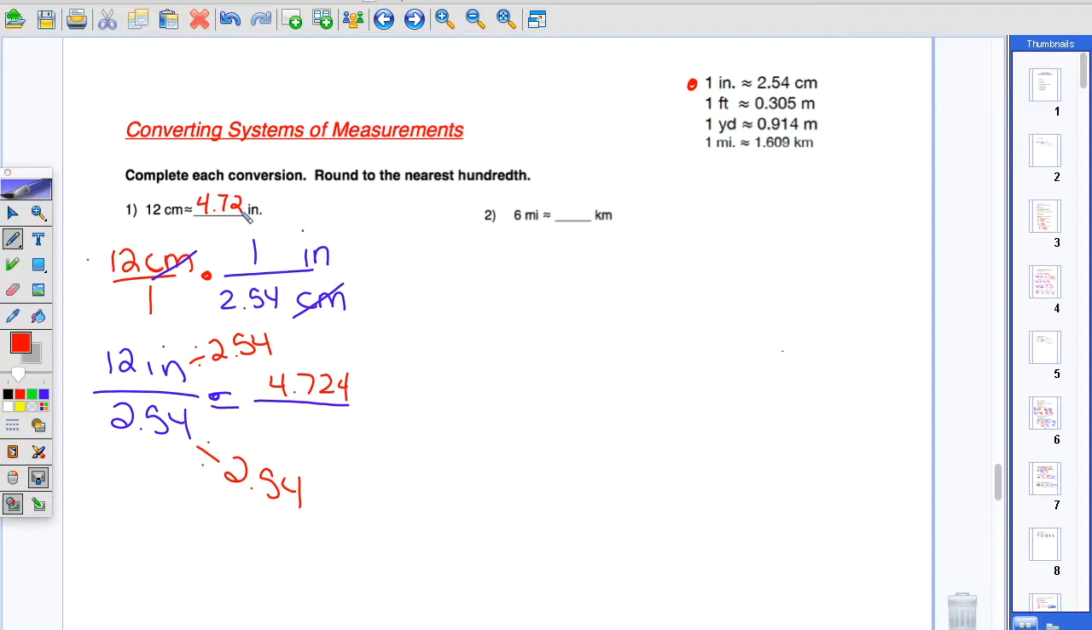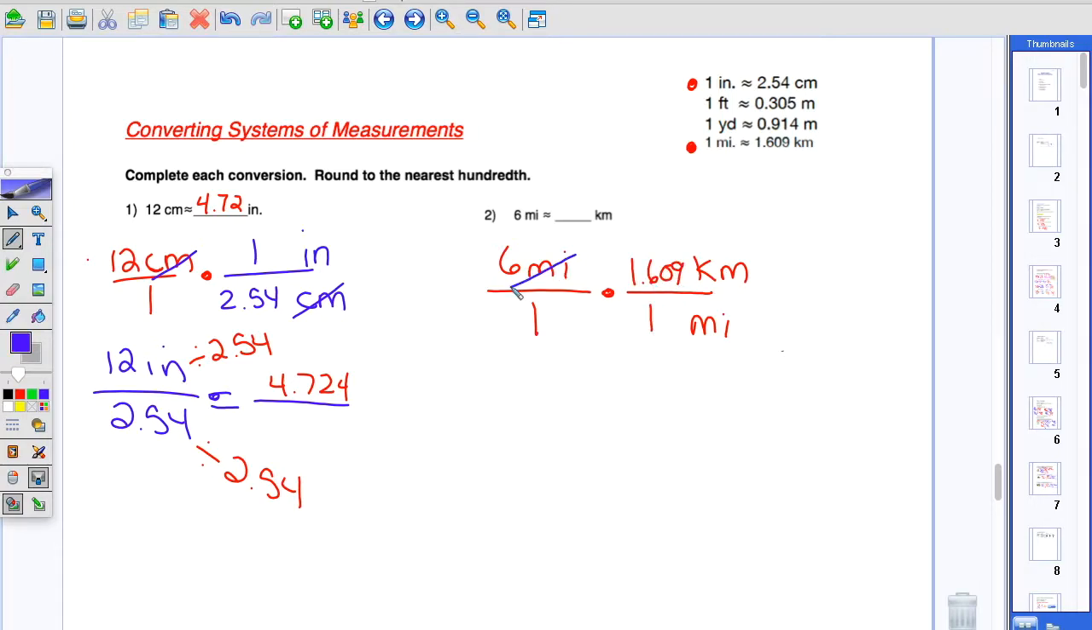Number 2, 6 miles is approximately equal to blank kilometers. So we start with our original. We're going to put it over 1, and we're going to multiply it by our conversion factor. So for the second one, we want miles and kilometers, and that would be the bottom one. So our miles would go in the denominator, kilometers goes in the numerator. So it would be 1.609 kilometers over 1 mile.